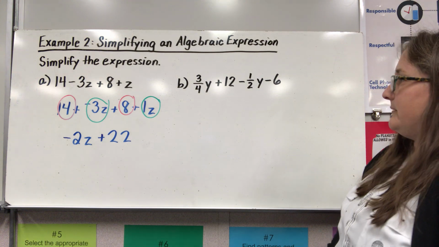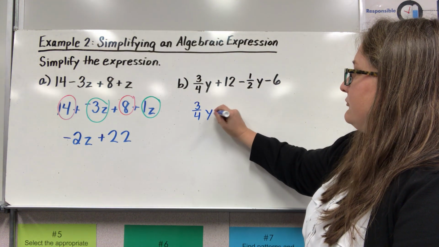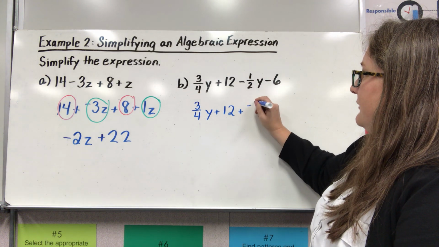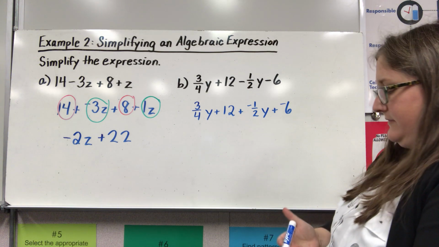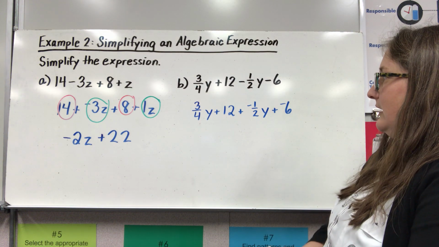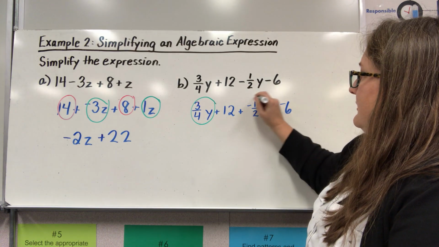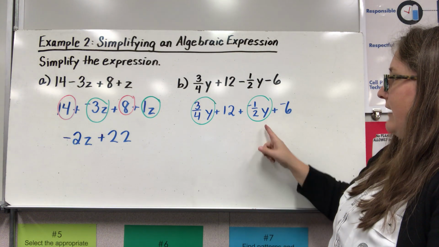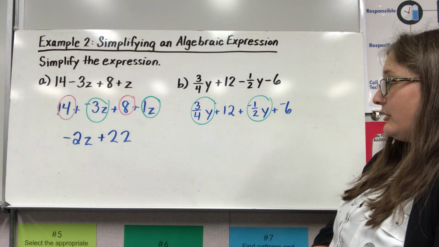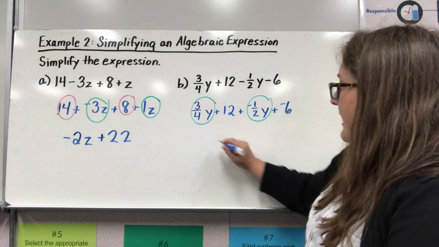Let's take a look at this one. So I'm going to rewrite it: 3/4 y plus 12 plus negative 1.5 y plus negative 6. So the first two that I see that are alike are my y values here. 3/4 y minus 1/2 y. So together, these two are going to combine to give me 1/4 y.